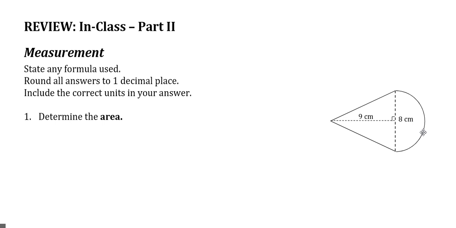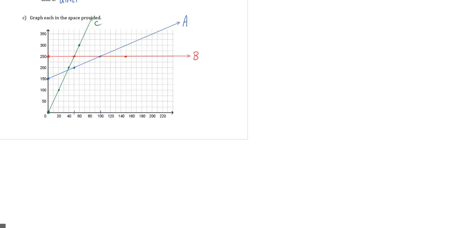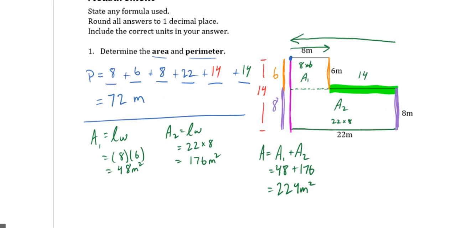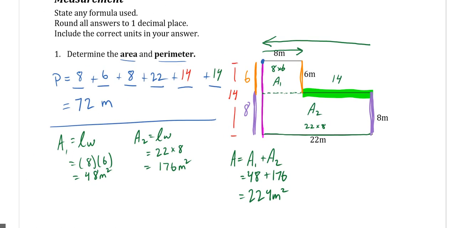First question here just says determine area. I think the last one had area and perimeter. This one just says area. And remember, we made a big deal out of the difference between area and perimeter. If you weren't here on Friday or didn't get a chance to watch the video from yesterday, I feel like this is a really good summary of the difference between perimeter and area. You have to do them in different ways.